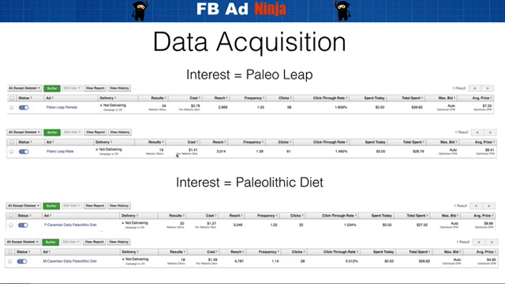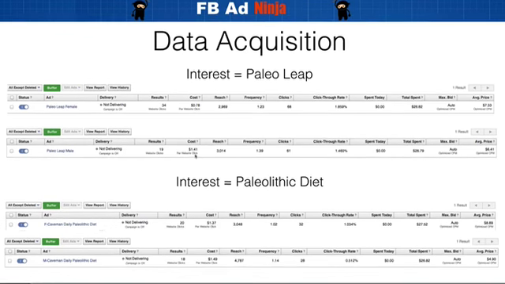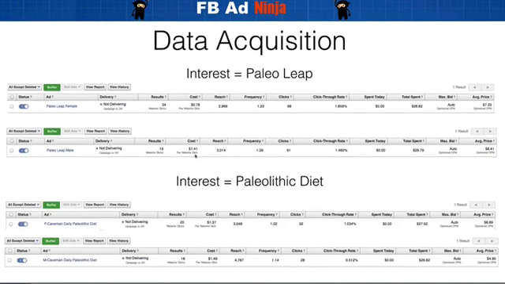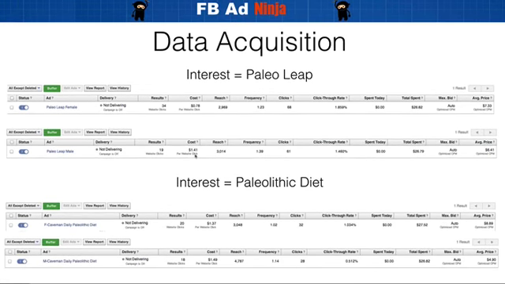These Paleolithic males cost me $1.41 a click. So I'm probably going to bin that campaign. With a bit of work, I could get it down lower, but it's probably a little too much work for me, and I'm quite happy with what I'm getting with the females there. Paleolithic diet, $1.37 and $1.49 a click.